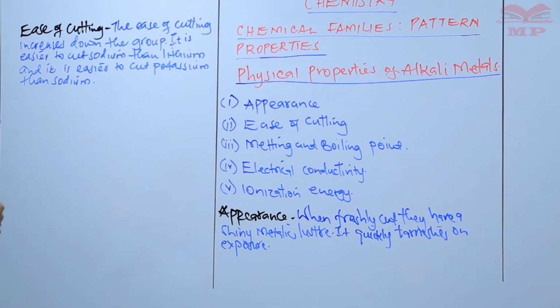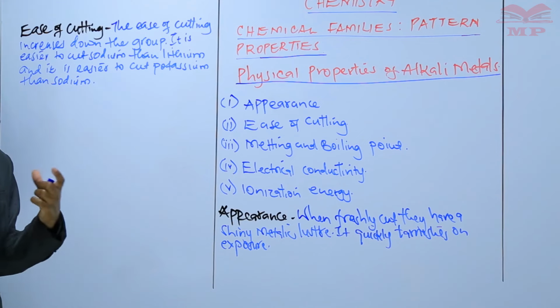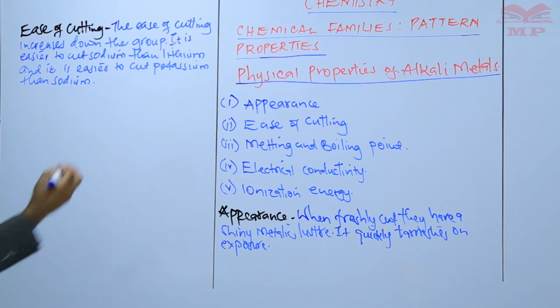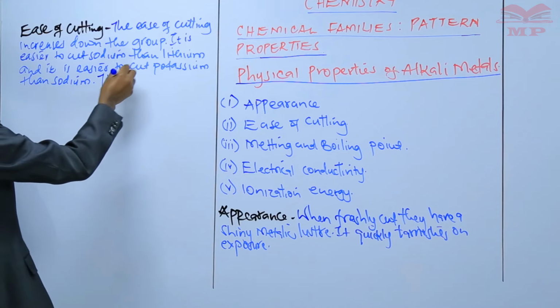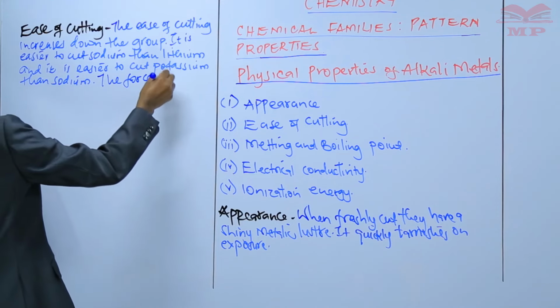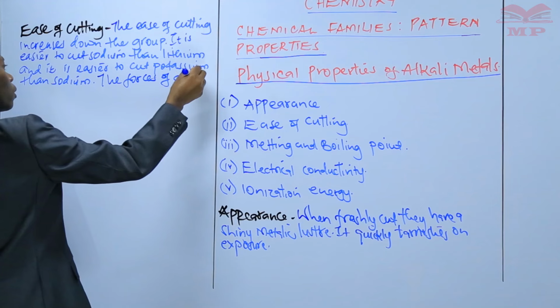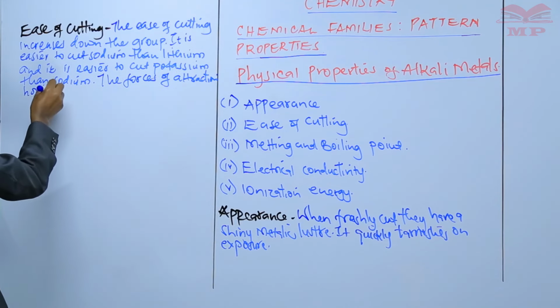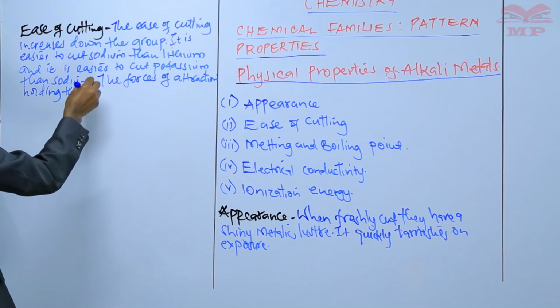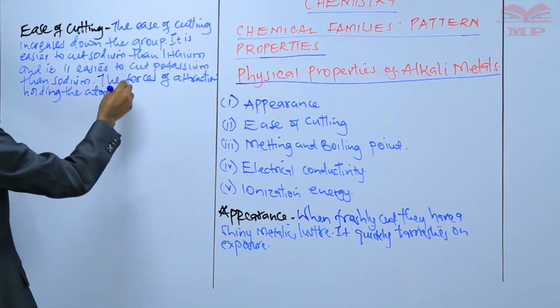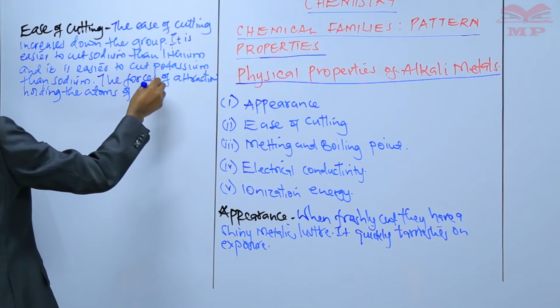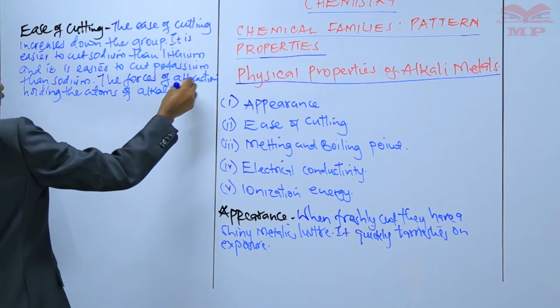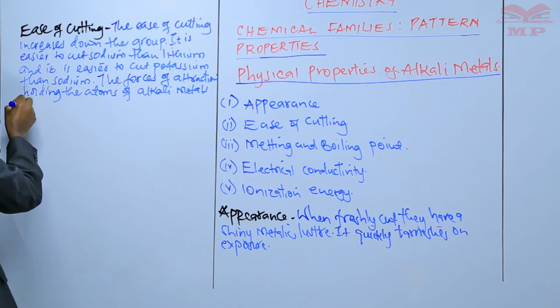And this ease of cutting is because of the forces of attraction holding the atoms of alkali metals together, which decrease down the group.